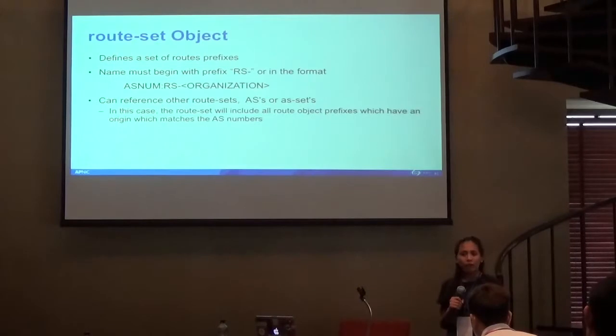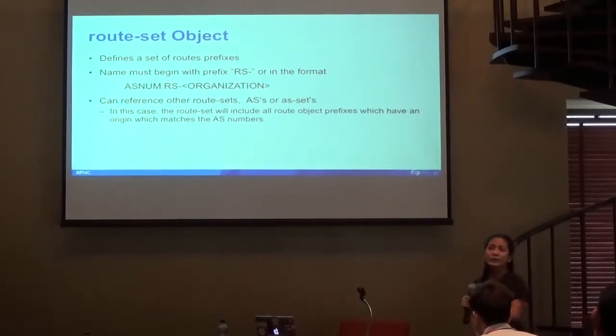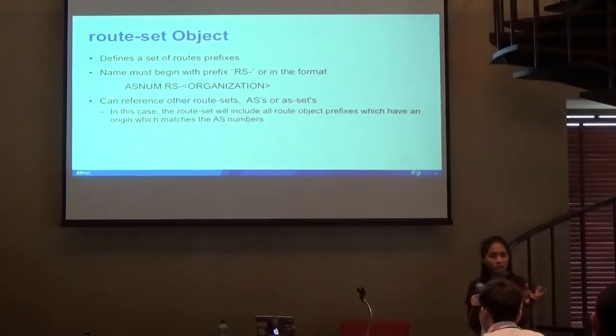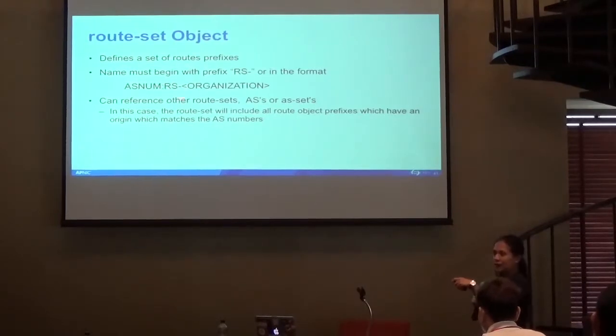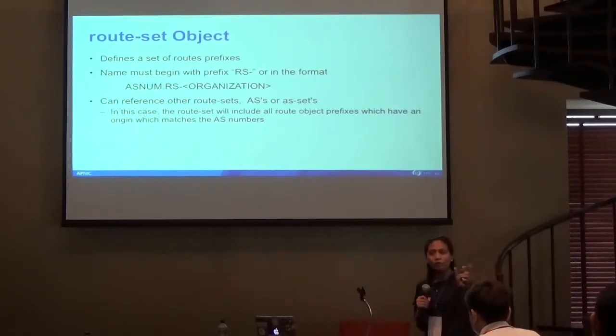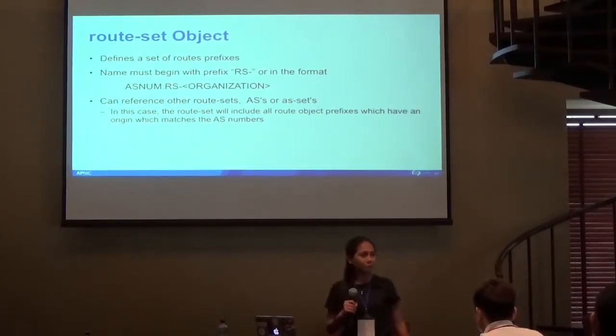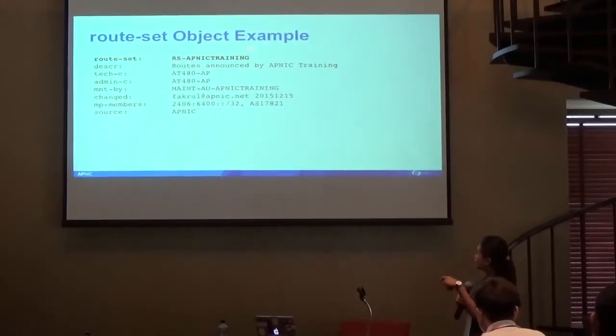Another one is route set. Again, similar to AS set, it's a collection of different route or route6 objects. So normally, you just add an RS at the beginning to specify that's a route set object. Or you can also have this format: AS number, colon, RS, dash your organization. Say AS17821, colon, RS, dash APNIC training. That's my example there. It's very simple.